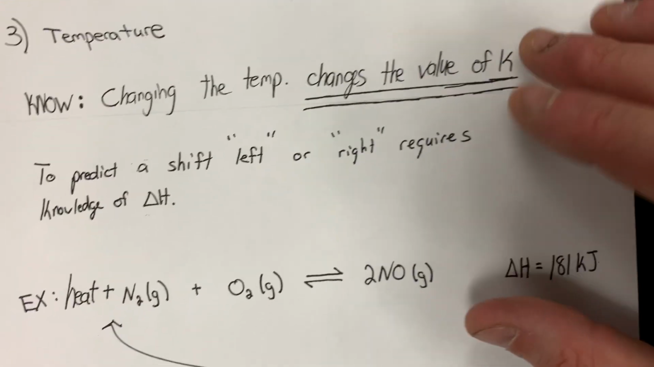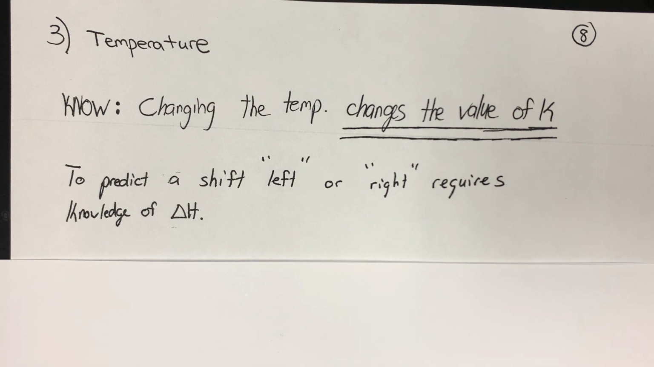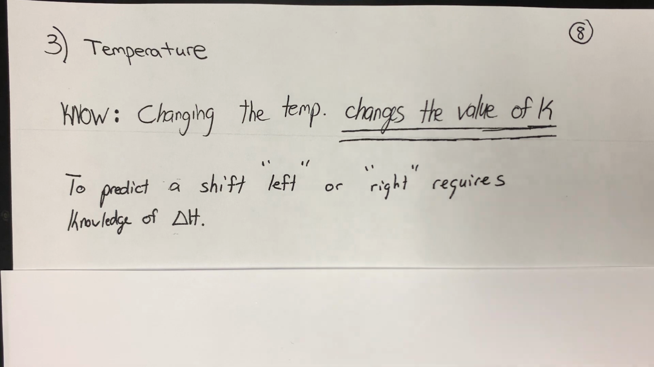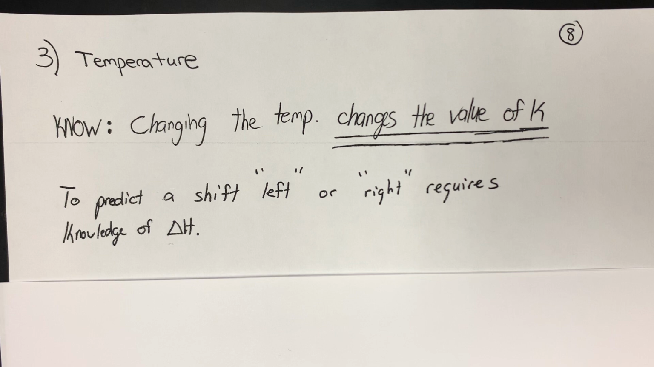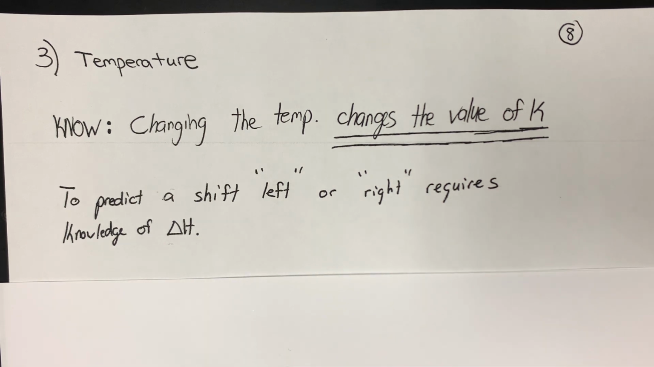The last stress that we can place on a system is that of temperature. Okay. Now, one thing of note is that unlike concentration or pressure, temperature actually changes the numerical value of K. Again, something we'll begin calculating here in the coming days. So keep that in mind. Not only are we going to have a shift left or right, but we are also going to have a change in the numerical value. In order to predict whether there's a shift left or right, we have to have knowledge of the change in enthalpy, right? Does the reaction require energy or does it actually release energy?